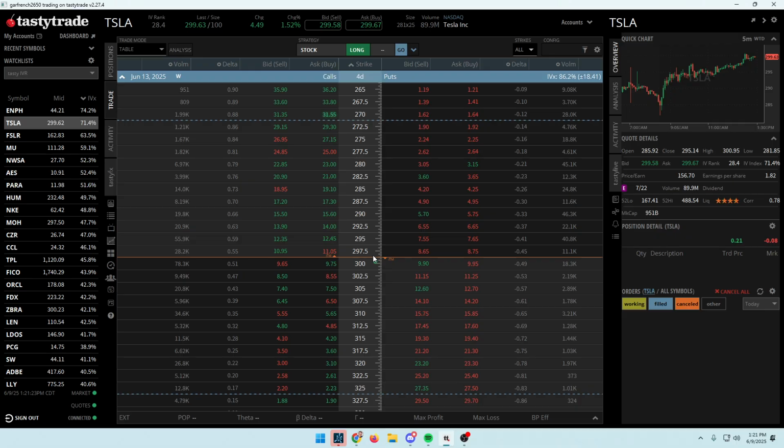Every once in a while a piece of news will come and the option prices before that news hits will be mispriced, and you can sometimes take advantage of that. But generally they're going to be priced fairly and correctly.